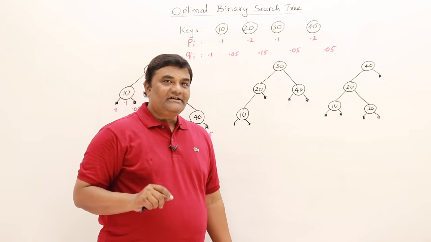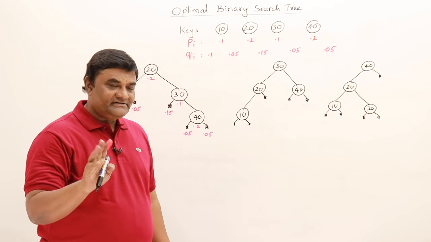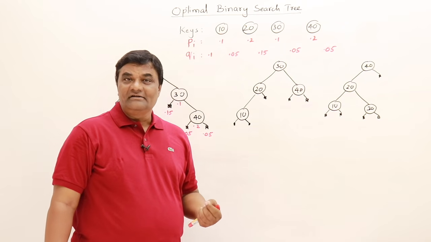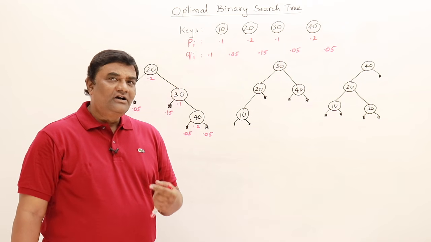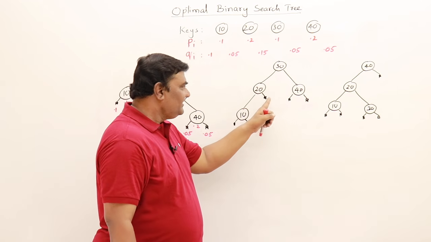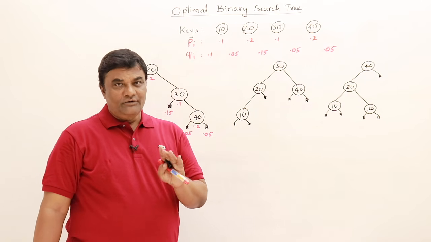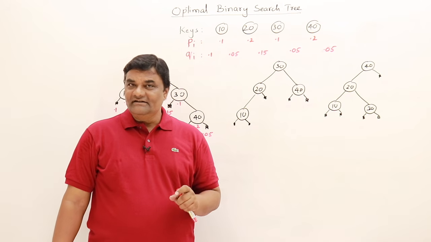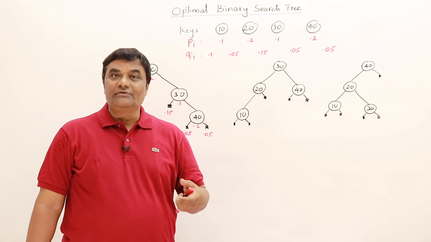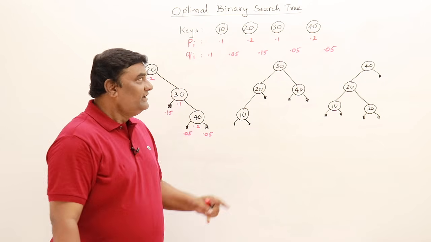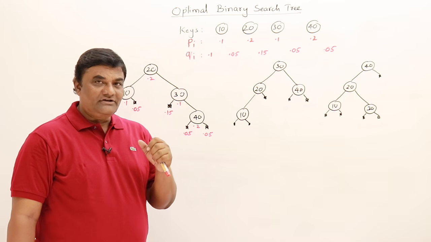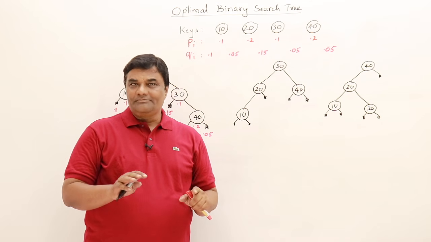Now, first important thing: there are 4 keys, and these black nodes or square nodes represent unsuccessful search. How many are there? 1, 2, 3, 4, 5. So if there are 4 keys, there are 5 square nodes. So if there are n keys, there will be n plus 1 square nodes. Yes. So there are 4 keys and 4 plus 1, that is 5 square nodes. Now let us talk about probability.